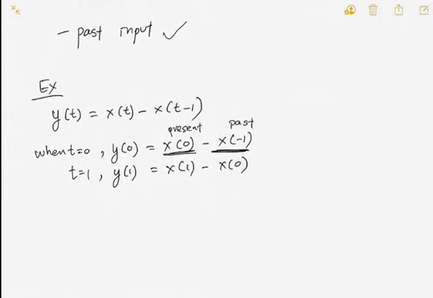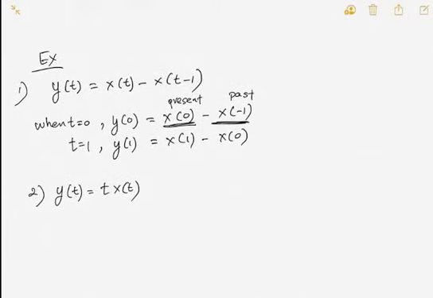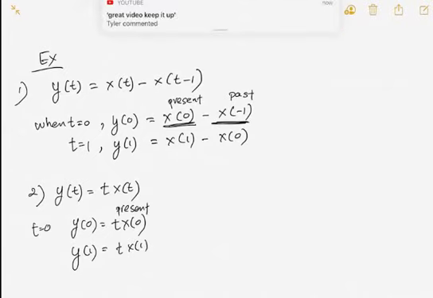Similarly for the second example, y(t) equal to t x(t). So when t equal to 0, you have y(0) equal to 0 times x(0). When t equal to 1, y(1) equal to 1 times x(1). So it depends on the present input. So this is also a causal system.